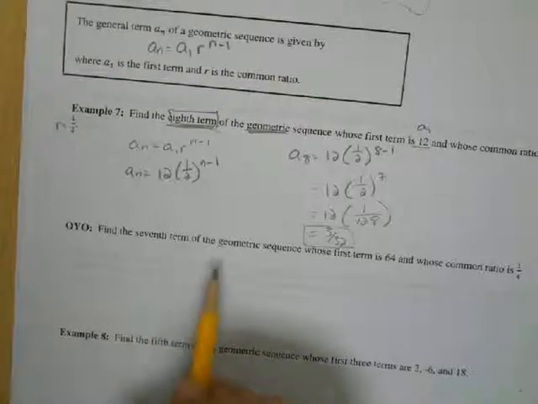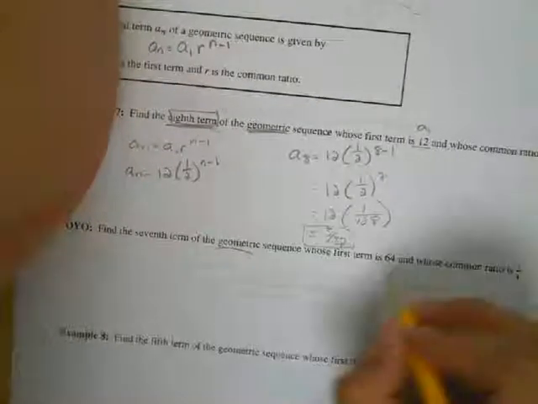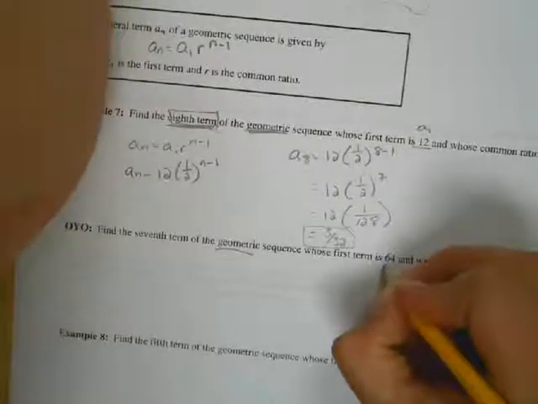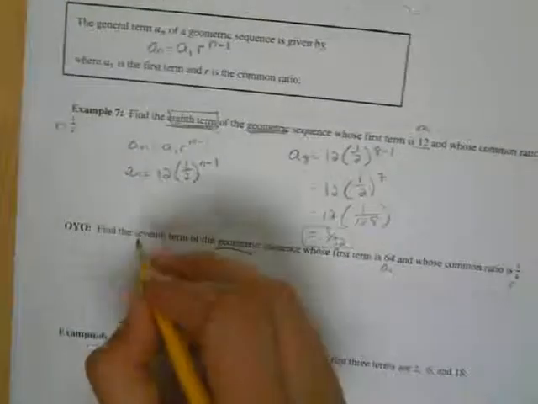Alright, hopefully we're coming back now. Find the 7th term of the geometric sequence whose first term is 64. So here's my a sub 1. Common ratio is 1/4. Okay, ready for this? Let's plug this stuff in. I want the 7th term.